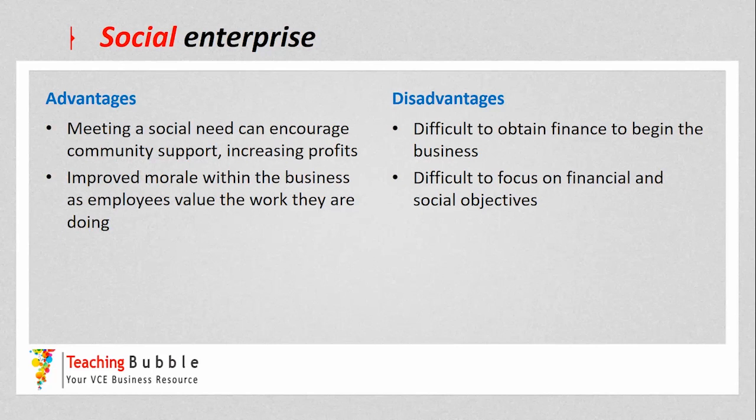So with the advantages of a social enterprise, it can be a real benefit of meeting a social need. It can encourage community support and therefore increase profits or bring more revenue into the business. So for example, if we look at Street, there might be different cafes within the local area, but some customers or consumers might like to go to Street because they know that the money they're spending there is actually helping the community in some way. Also, it can increase morale within the business as the employees value the work that they're doing. They know they're really benefiting the community in which they're working or the social cause that they're working for, and that can help develop a really strong culture.